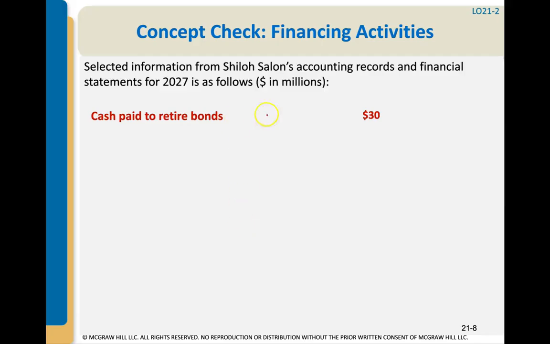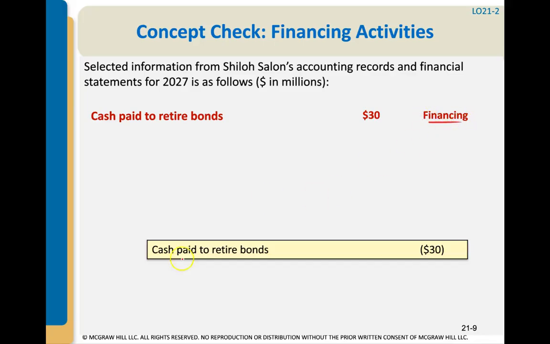The first one is cash paid to retire bonds. Think about what that entry would be. So retire bonds, meaning we're paying them off. So we're going to credit cash, so it's a cash outflow, and we would debit our bonds payable, not notes payable. I'm going to put BP for bonds payable. Well, the bonds payable is a long-term liability, so therefore this is a financing transaction. So the first line is going to be cash paid to retire bonds, and it's a negative because it's an outflow, right? We're paying it off.